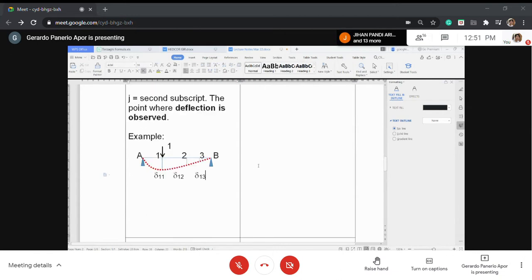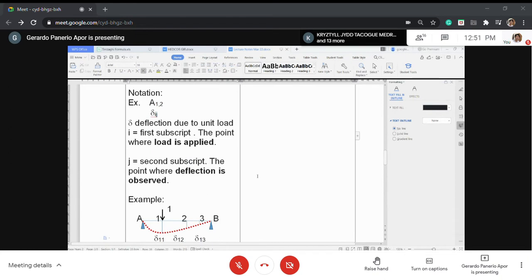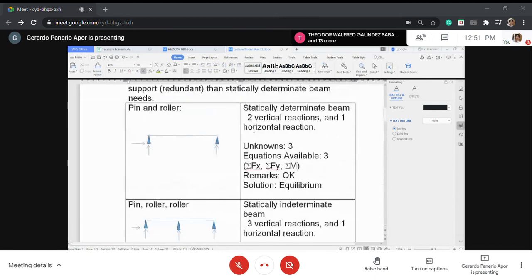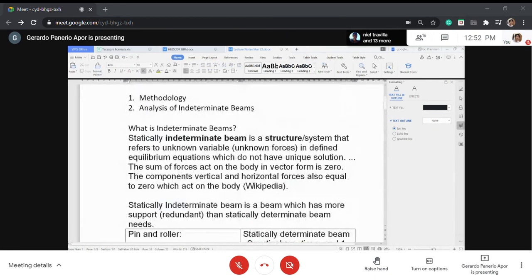Okay. So, do you have any questions, class, about the notation? So from now on, we use this kind of notation, because this one will really help. With this, and with the knowledge you already have from our previous lesson, we are now ready for solving indeterminate beams.